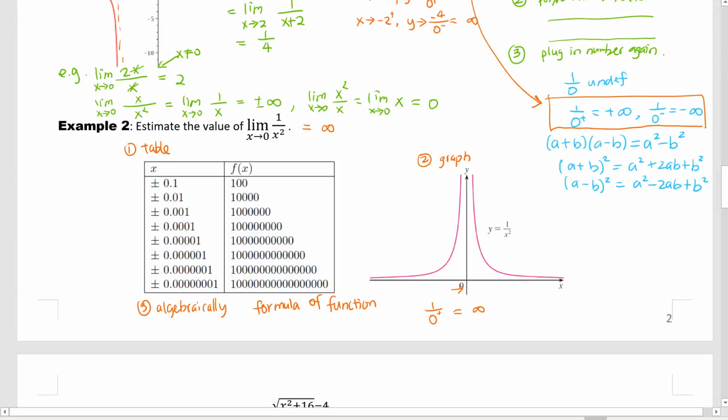So there are 3 ways we can find the limits, but using the table or using the graph, we'll conjecture the limits. To rigorously prove what the limit is, we should use the formula. Okay, so in your exam, if they just ask you to evaluate the limits, then you're looking at the formula and you want to evaluate the limits.